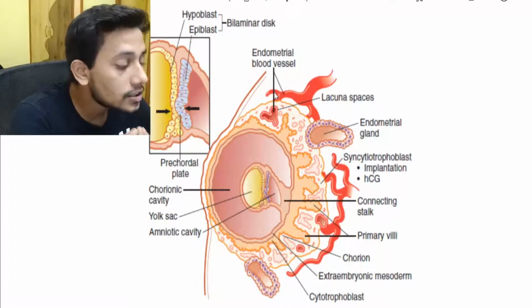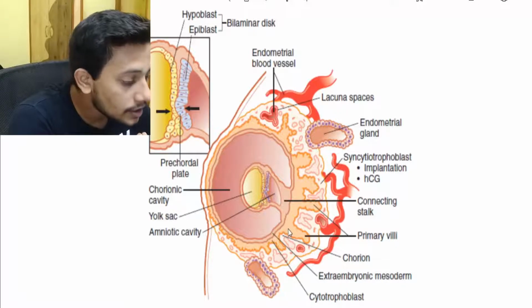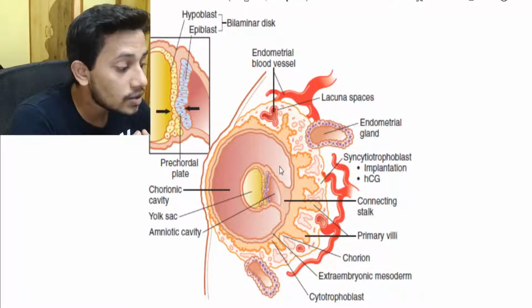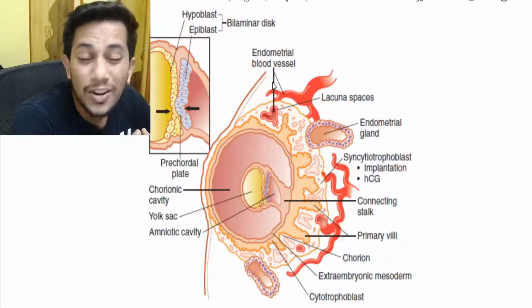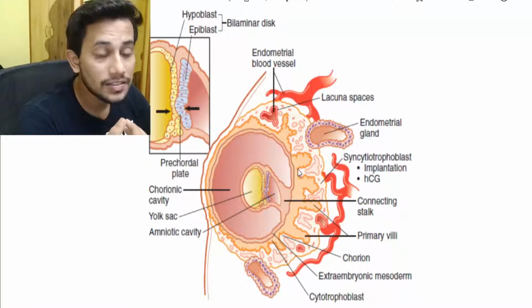Another thing to notice here is the cytotrophoblast after it has developed, and on the other end of the cytotrophoblast are the endometrium blood vessels. Now the embryo will have a blood system of its own.